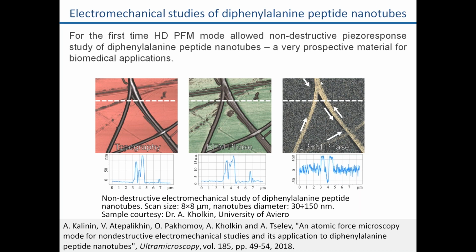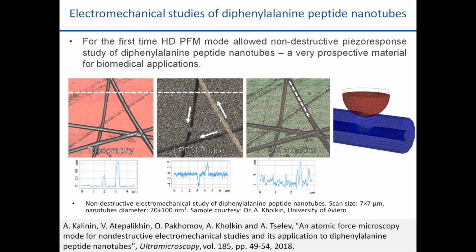And you can see that there is a different polarization here. And also, together with PFM and morphology, we could study the mechanical properties, as we are running this same QNM at the same time. And it was shown that the Young's modulus of these tubes is around 30 gigapascals, which looks pretty close to the true value.